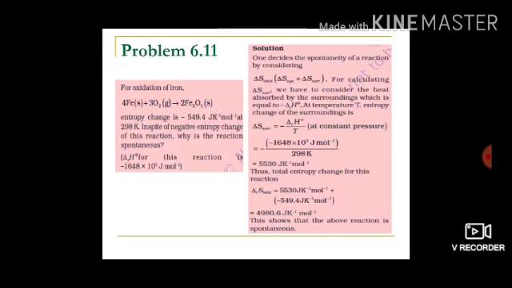Now we will calculate the total entropy change, which is given as the sum of the surrounding entropy change plus the entropy change of the reaction or the system. The system has negative entropy, as mentioned in the question. The surrounding is calculated to have positive entropy. The sum of these two ultimately gives us the positive entropy change, which is 4980.6 joules per Kelvin per mole. Since the overall entropy change is positive, therefore we can say that this reaction is spontaneous.